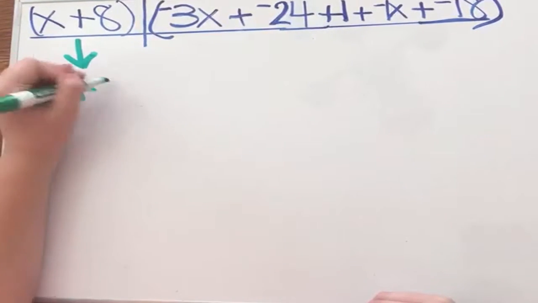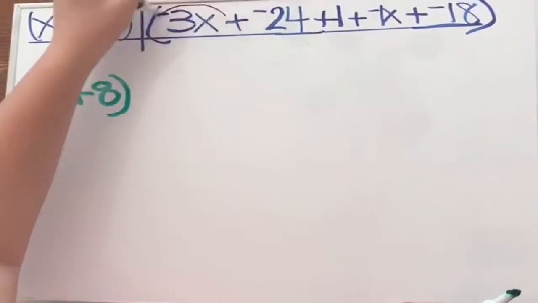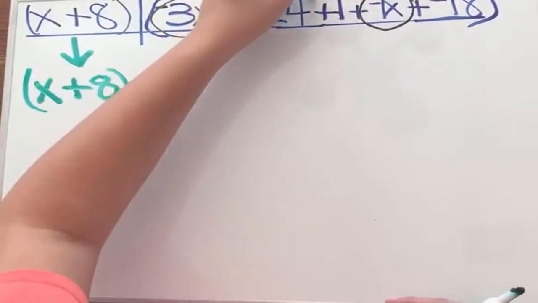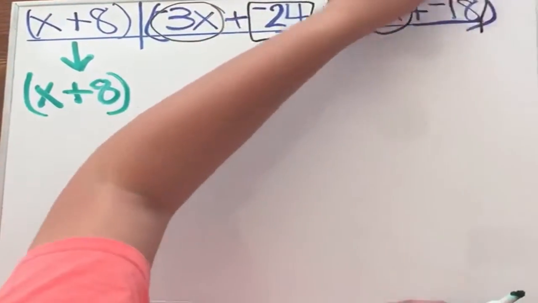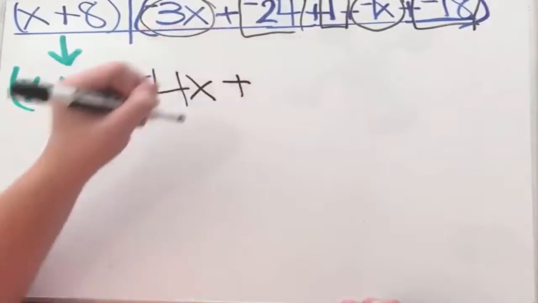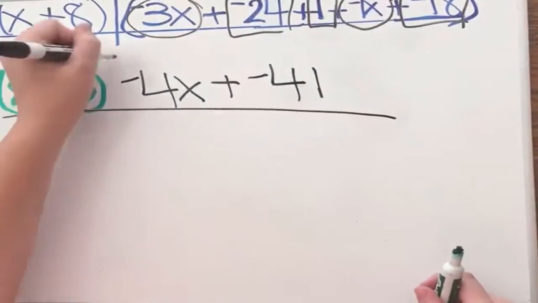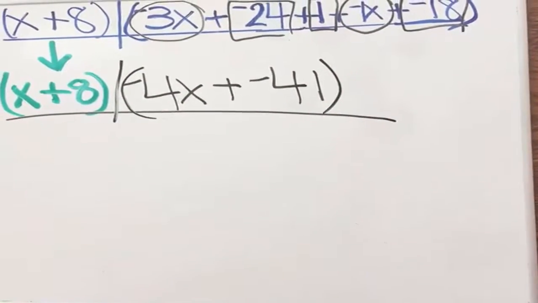Step 6. Then I used PEMDAS to combine like terms. I combined negative 3x plus negative 1x to get negative 4x, and negative 24 plus 1 plus negative 18 to get negative 41.